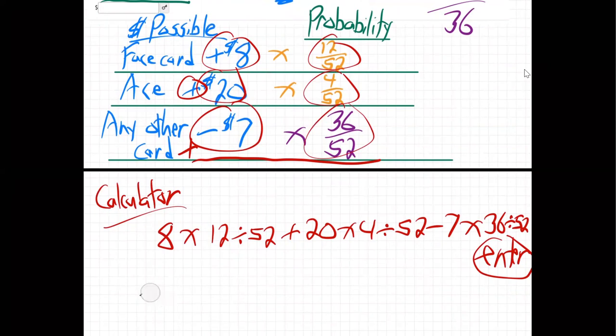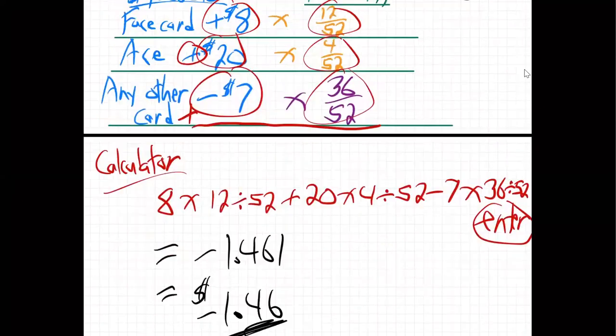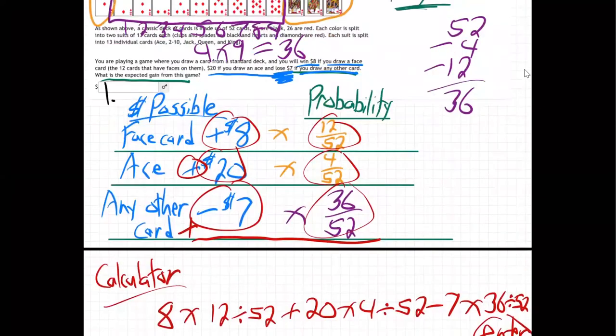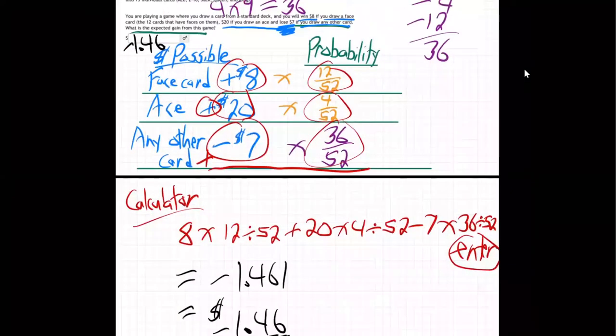Oops, scribbly there. Just did it on my calculator. I got minus 1.461. Probably wants us to round to the nearest penny. So I'll just cut off that 1. This is money. So minus 1.46. So there's the answer. I'll put that in right here. Minus 1.46. What that means is that's the average that we expect to happen when we play this game.